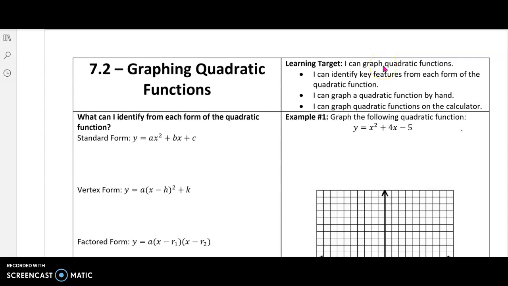Hi everyone, today we're going to look at graphing quadratic functions. Now the quadratic function can be written in three different ways: standard form, vertex form, and factored form. And we're going to look at each of those forms.